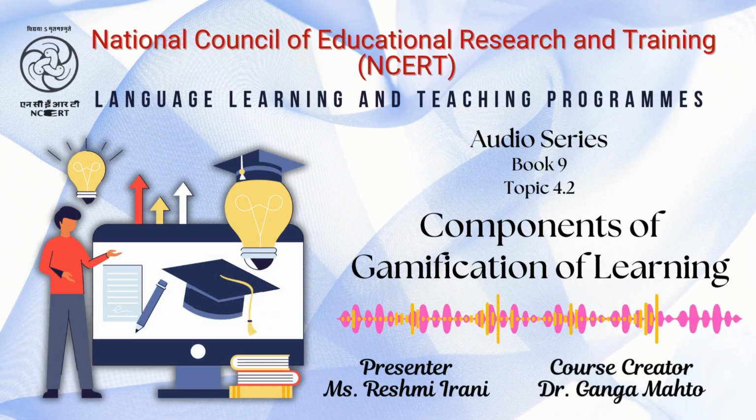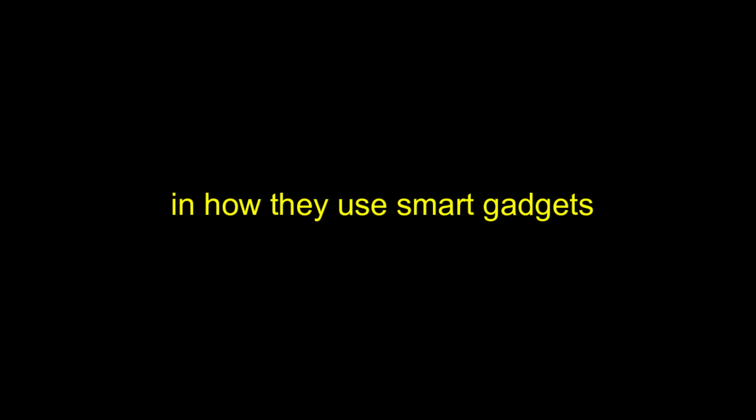Components of gamification of learning. Game elements. Individual learners have unique ways of learning skills, concepts, and abilities. Therefore, they develop or adopt different strategies and techniques for their learning. In the same way, these learners have their preferences in how they use smart gadgets like smartphones, tablets, and laptops.